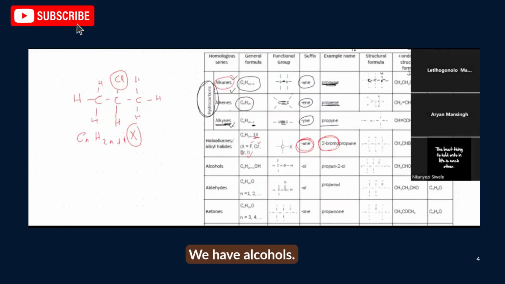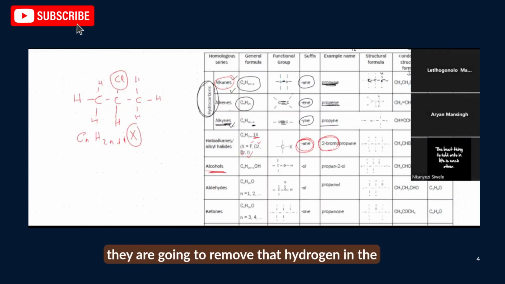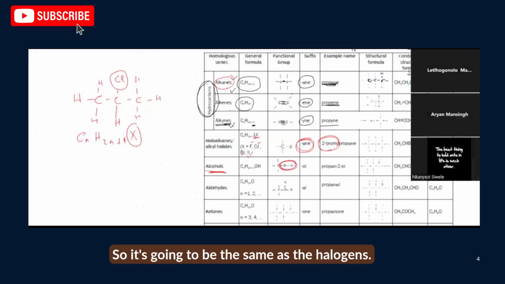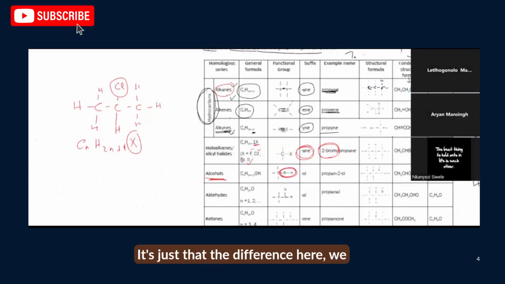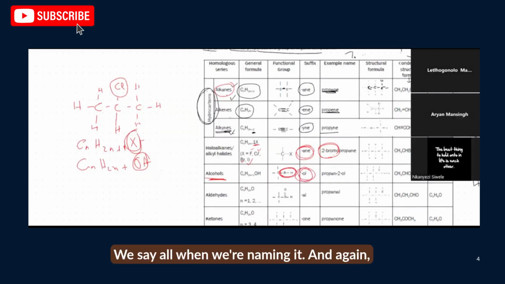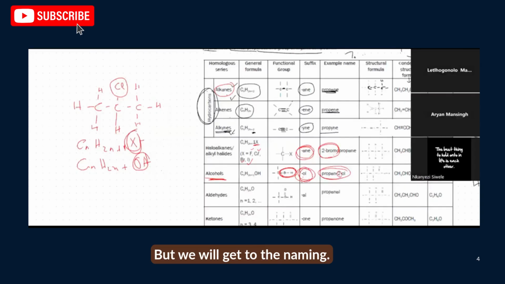We have alcohols. What is special about alcohols is that they are going to remove that hydrogen in the alkanes, and they're going to substitute in a hydroxide. Right, and that's what we call the functional group of alcohol. So it's going to be the same as the halogens. It's just that the difference here, we would say add a hydroxide, not a halogen. So it's almost like substituting into our alkane again, but it has a different suffix when naming it. We say ol when we're naming it. And again, we need to indicate where that hydroxide is by showing the numbers, but we will get to the naming.